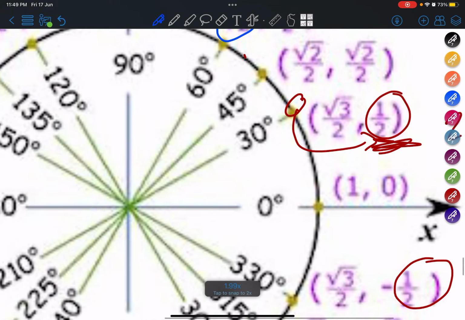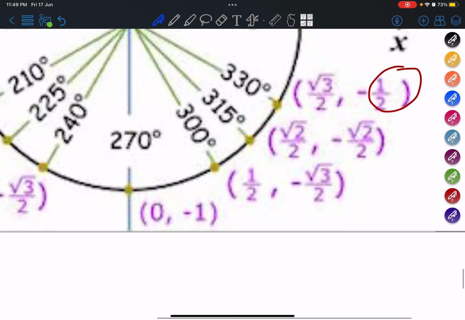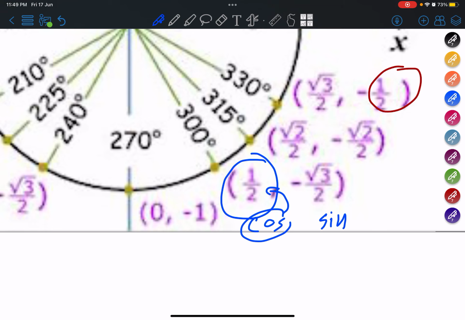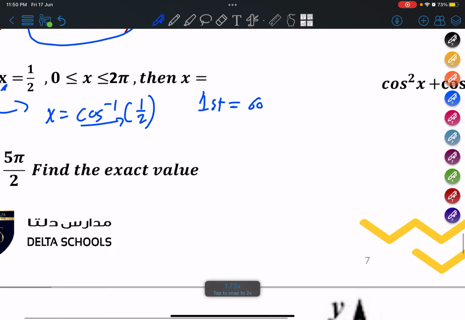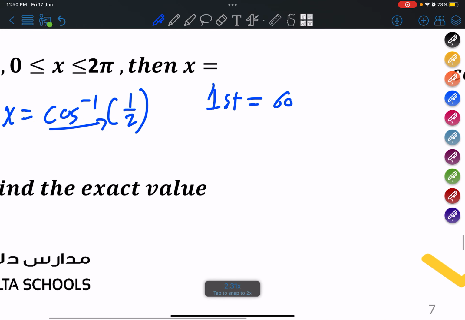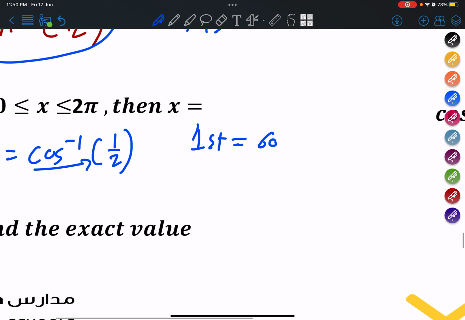And if we go down here to make sure, we can see that it is correct. Here, this is cosine and this is sine, and cosine is equal to 1 over 2, positive, at a 300 degree angle. So it means that our two angles, the answer to this question, are 60 degrees and 300 degrees.